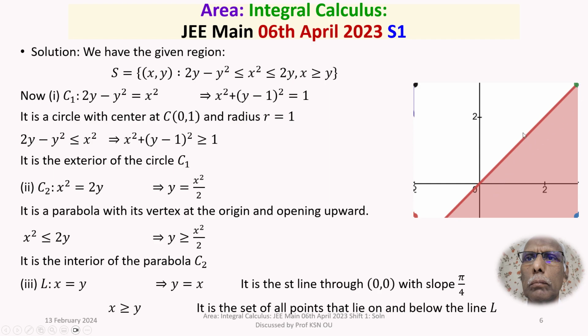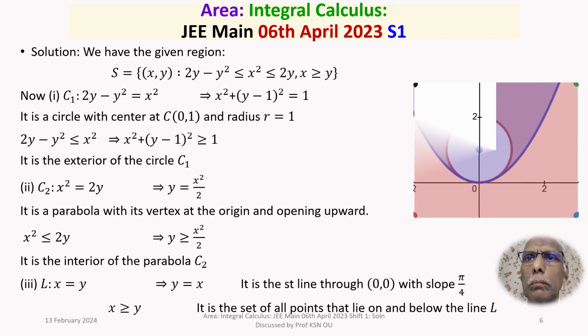All points, so x greater than or equal to y, same as y less than or equal to x, contain all those points that lie on the straight line y is equal to x, and all those points that lie below this line L. This is the line L. Agreed. Now let's look at C1 and C2 together.